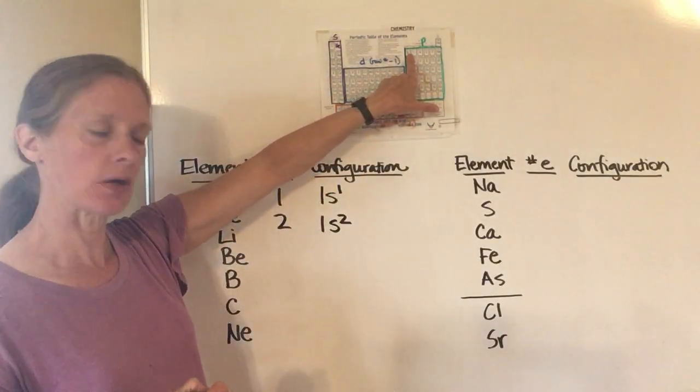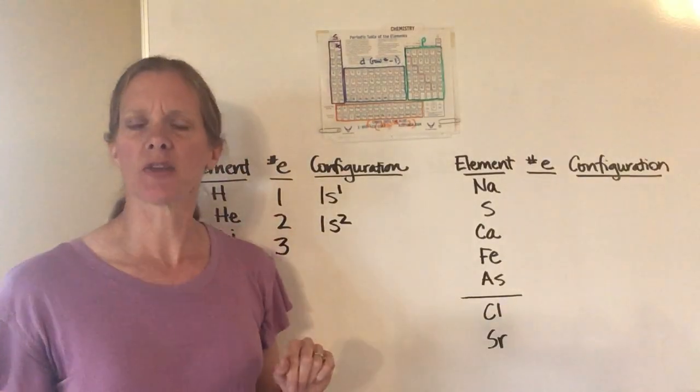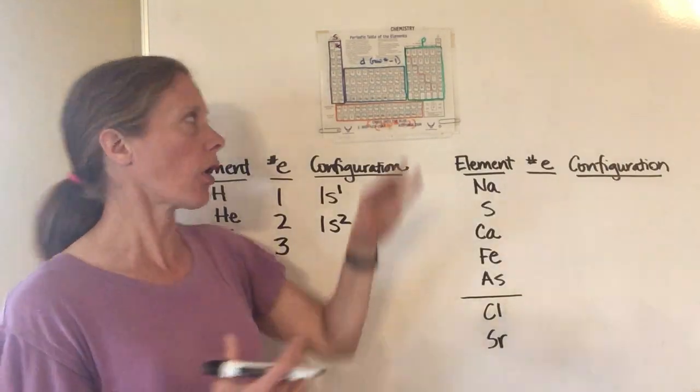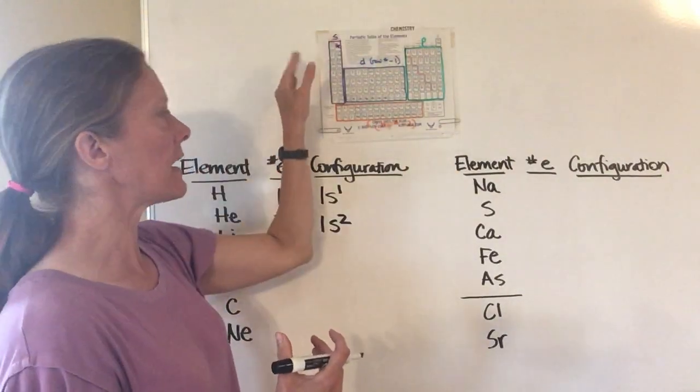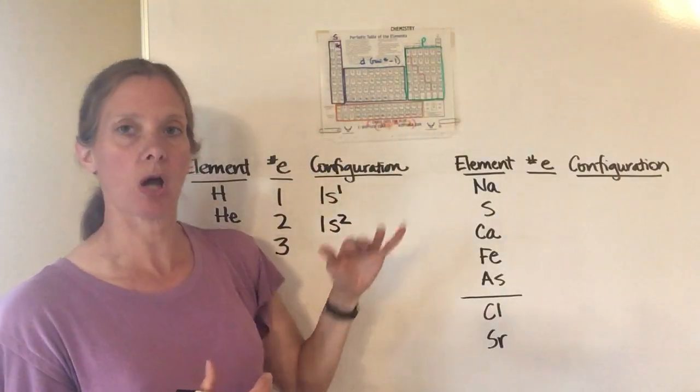Lithium is over here. Lithium has 3 electrons. Now, the author talks about walking your way through the periodic table, so I'm going to try to show you what he means by that. You're always going to start at the top and say the electron configuration until you get down to the element that you're talking about.